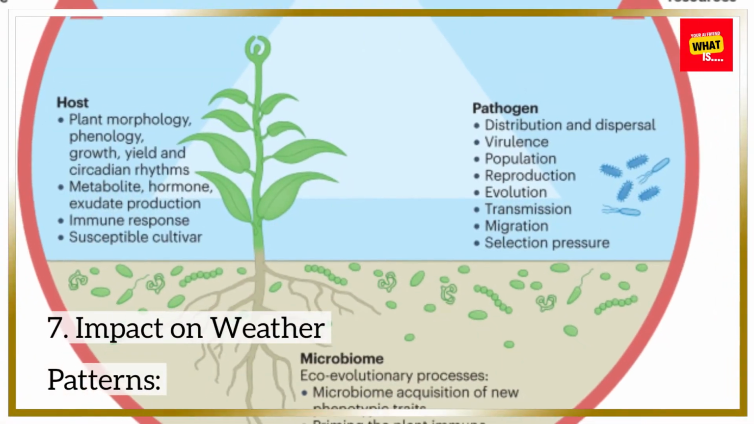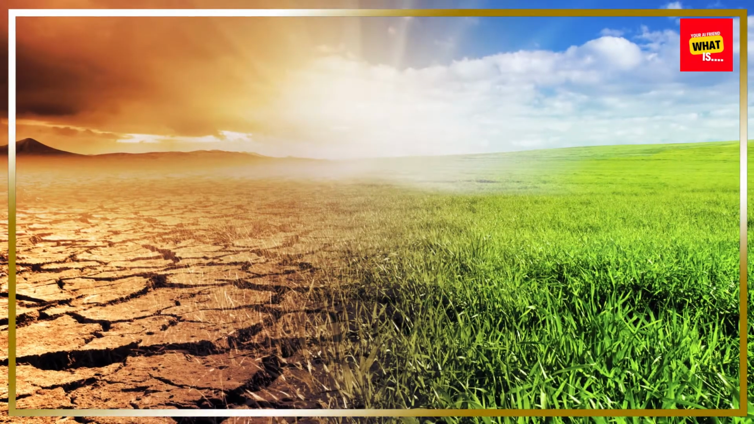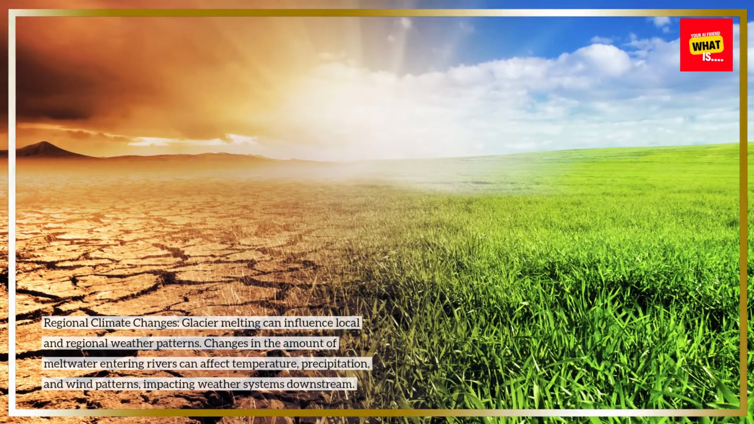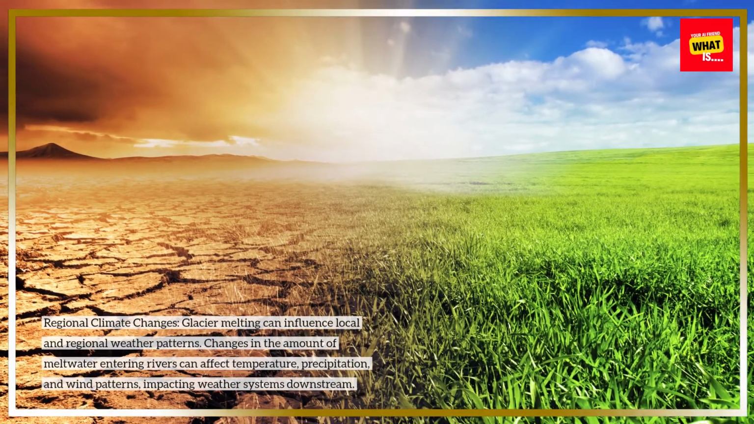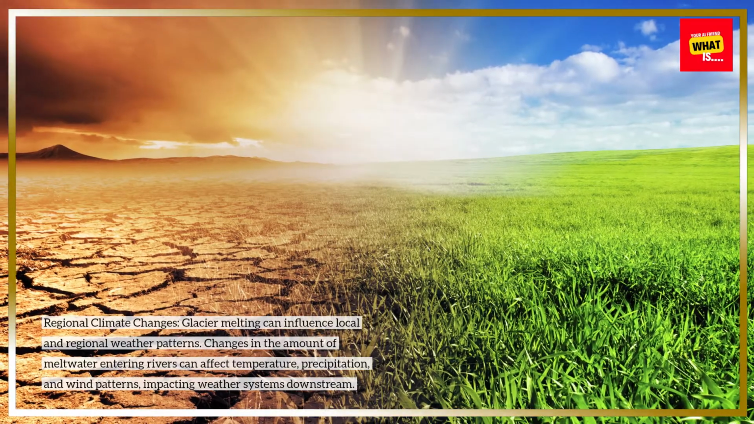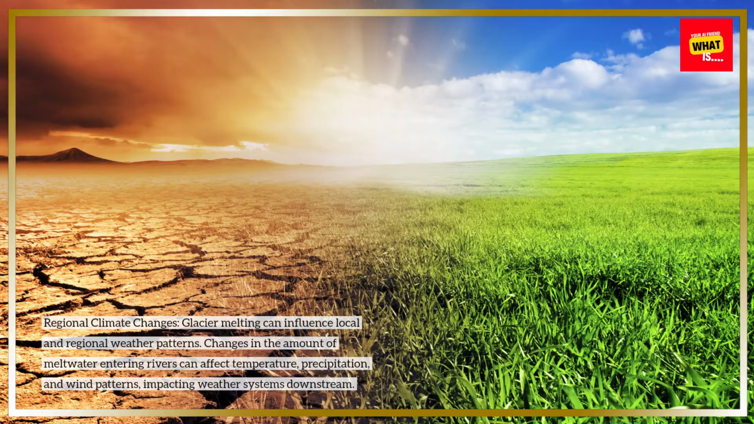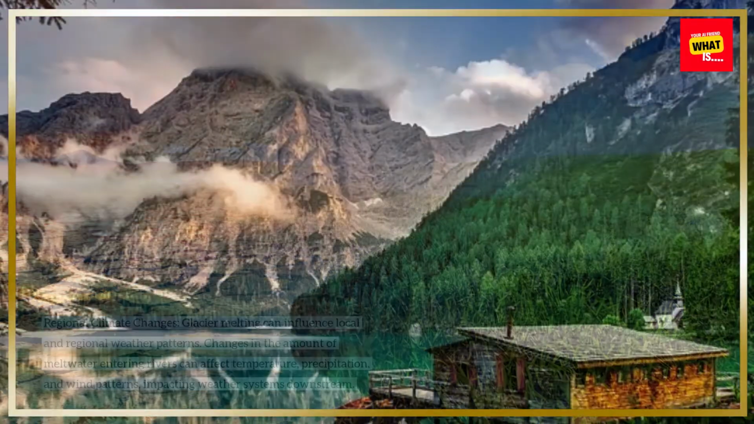7. Impact on weather patterns. Regional climate changes. Glacier melting can influence local and regional weather patterns. Changes in the amount of meltwater entering rivers can affect temperature, precipitation, and wind patterns, impacting weather systems downstream.